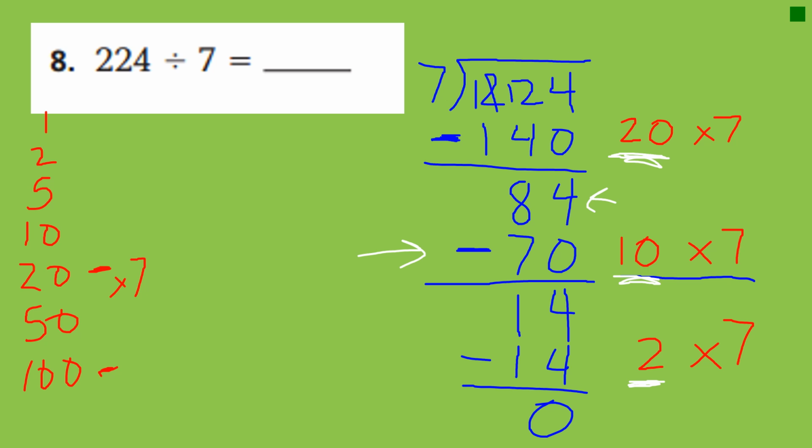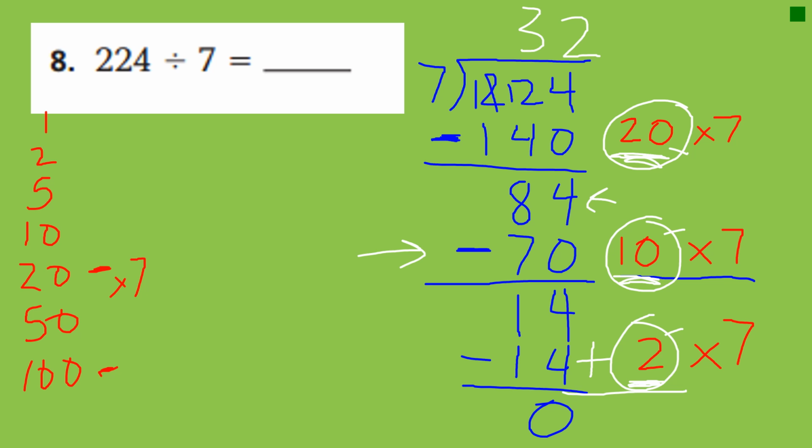That's important. So let's see. That's part, and that's part of my quotient. So you add those together. I bet you can do this mentally too. 20 plus 10 is 30, plus 2 more is 32. So 224 divided by 7 is 32.